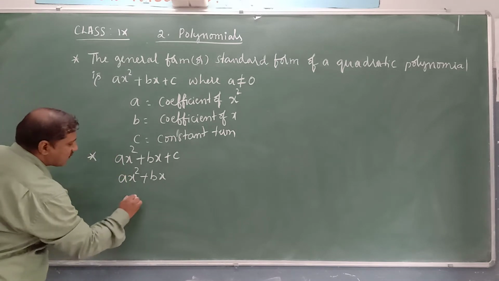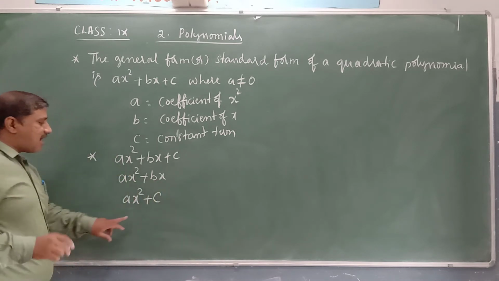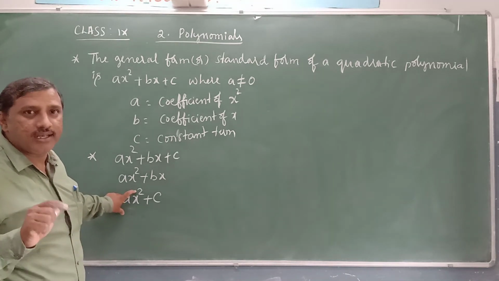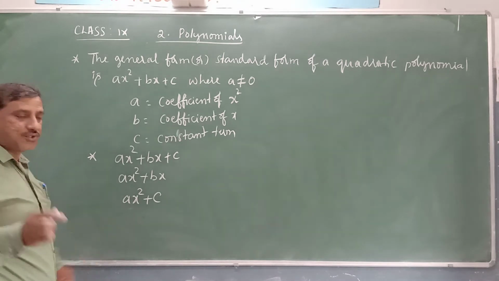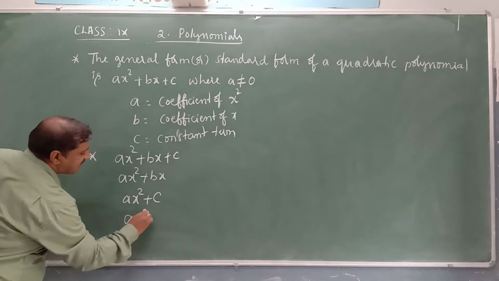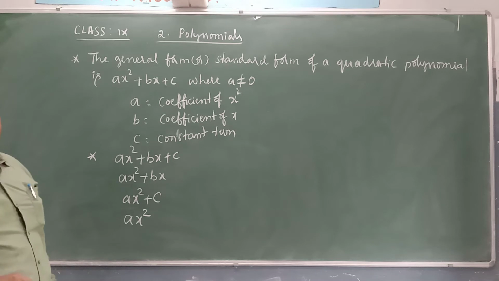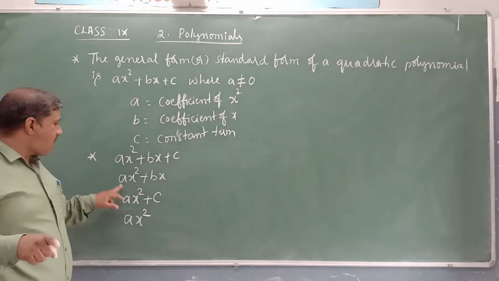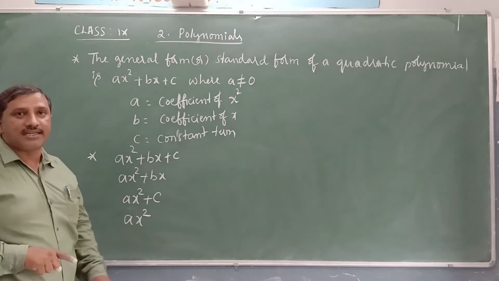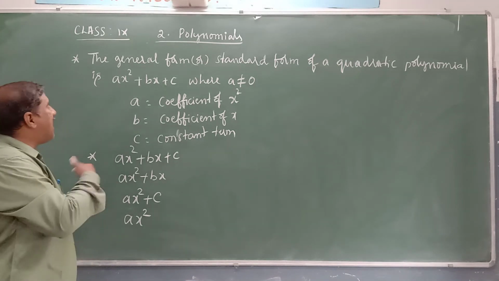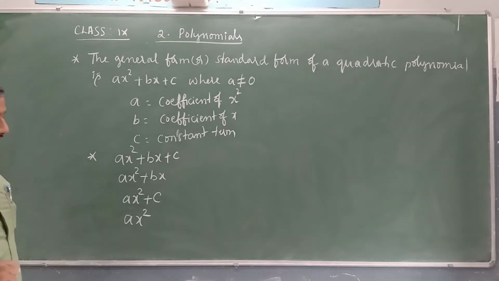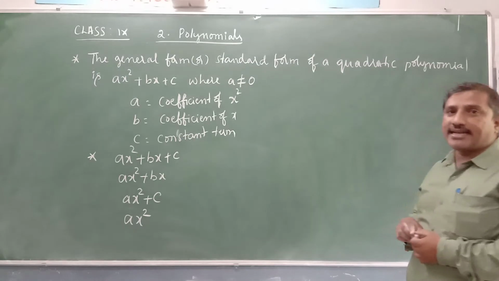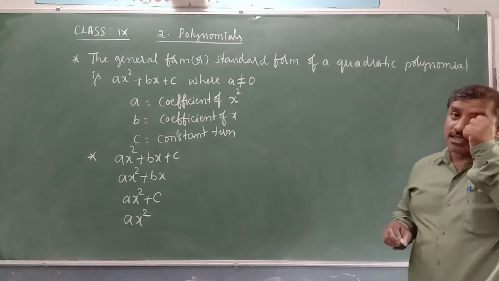And ax square plus c is also a quadratic polynomial because the highest power is 2, that is, the degree of this polynomial is 2. Simply ax square is also a quadratic polynomial. It means a quadratic polynomial will contain 1 term or 2 terms or 3 terms. We have seen the examples of a quadratic polynomial, and we will discuss more about the quadratic polynomial in class 10th. Now we discuss the third type of polynomial.